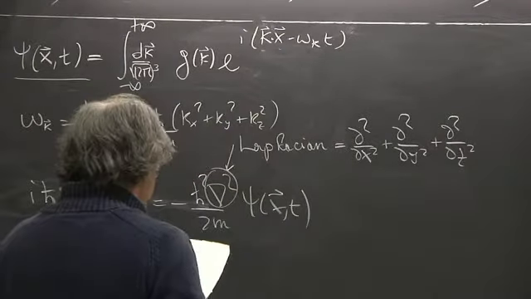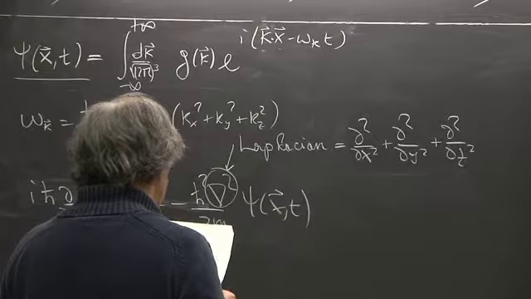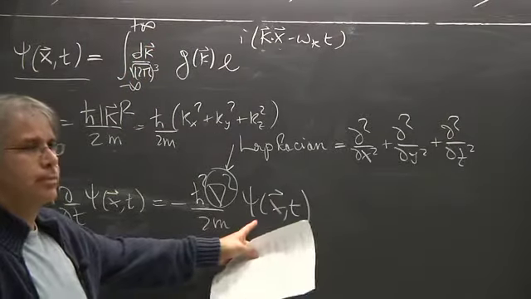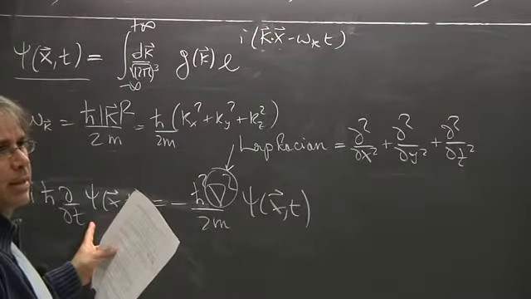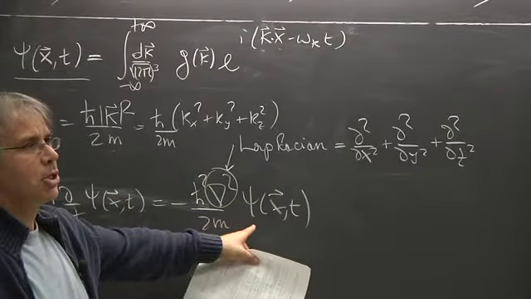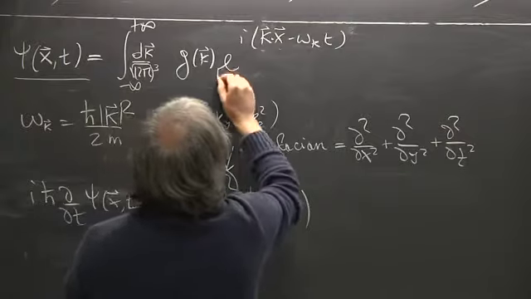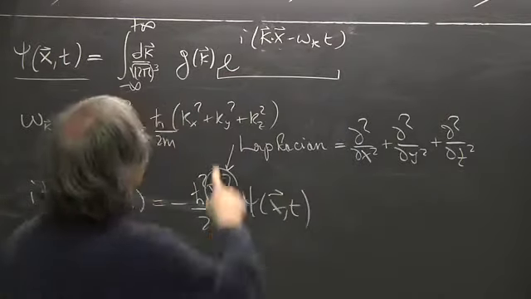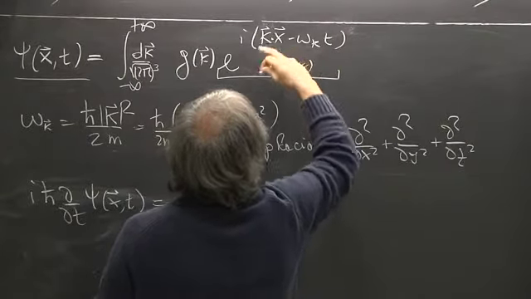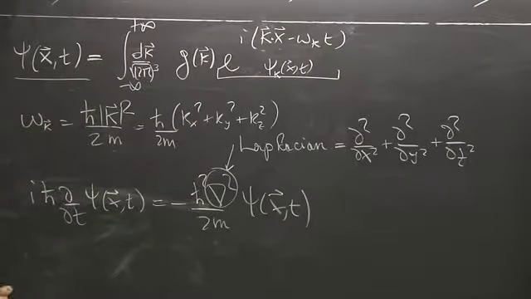Okay, how can we verify this statement? Well, just direct verification. But in fact, I don't even need to substitute the integral, because you see this is a linear equation, right? Psi appears linearly. There are only these operators, the derivatives, appearing, but psi is linear. So if I can verify that this is true for every single wave of this type, let's call this object psi of k, x and t, it's a pure plane wave of momentum k.